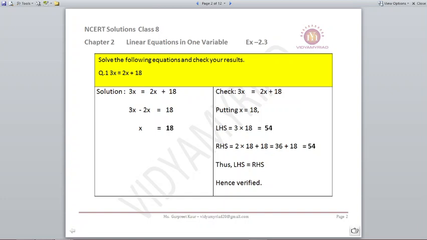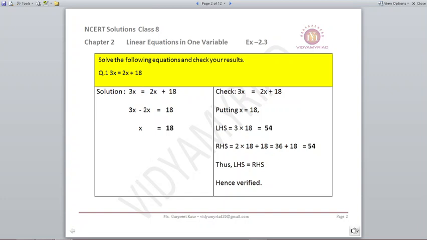Now question number 1 says that 3x is equal to 2x plus 18. So what will happen? Bring 2x on the left hand side. So 3x minus 2x is equal to 18. So value of x comes out to be 18. Now what we will do, we need to check whether the value of x 18 is correct or not. How we will do it? We will put this value 18 in our left hand side as well as right hand side and then compare whether the values coming for left hand side and right hand side are same or not.